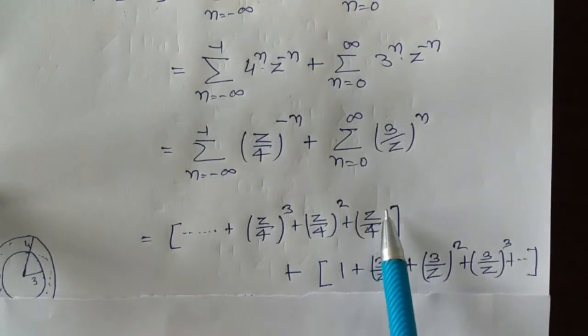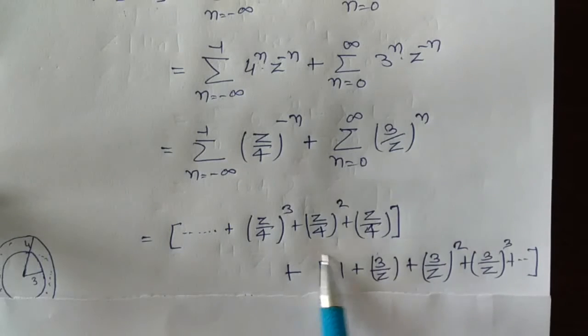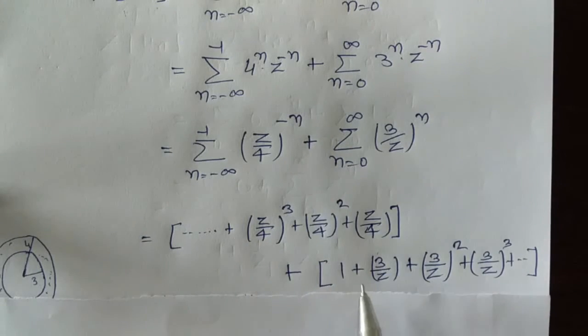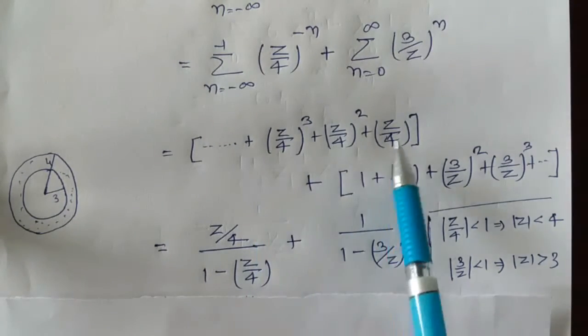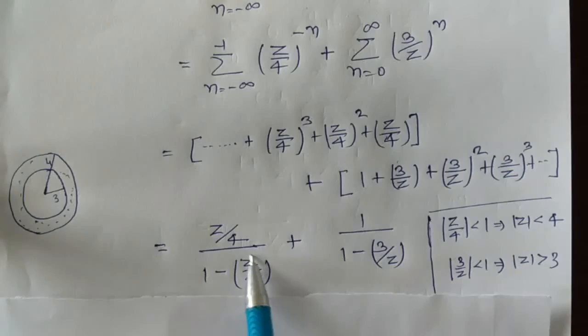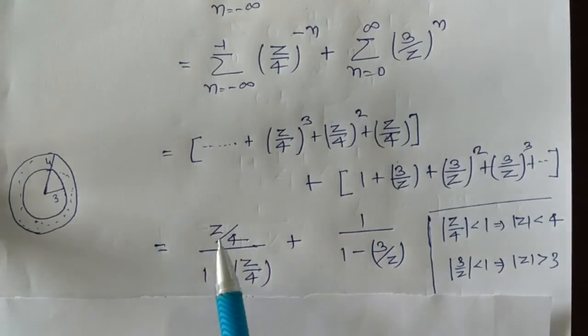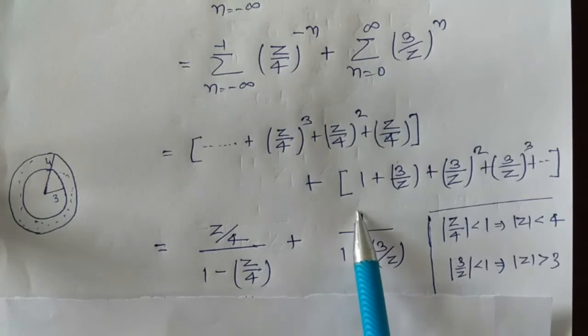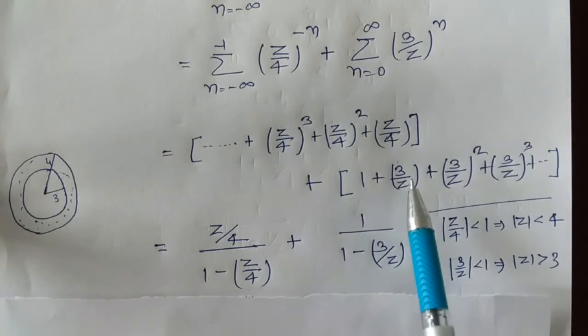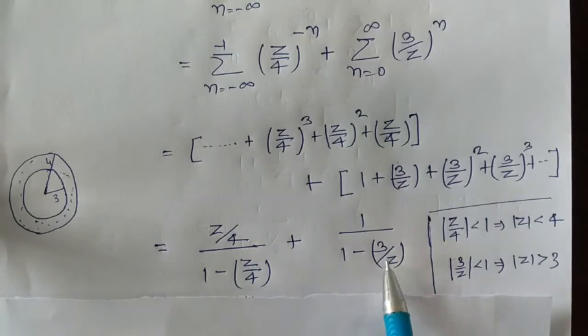This series is a geometric series with first term z/4 and the common ratio is z/4, and this series is a geometric series with first term 1 and the common ratio is 3/z. The sum of a GP is a upon 1 minus r. So for this series the first term is z/4, upon 1 minus r, where r is the common ratio, which is z/4. So the sum of this series is (z/4) upon (1 minus z/4), plus for this series the first term a is 1, so we have 1 upon 1 minus r, where the common ratio for this series is 3/z.